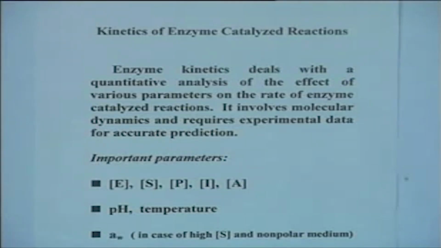It essentially involves molecular dynamics between the various species involved in the reaction. One of the principal species, as you know, is the enzyme itself, and the interaction of the enzyme with all other chemical species, that is the substrate, the product, and an inhibitor if there is one. The dynamics of these interspecies interactions is involved in the study of enzyme kinetics. One of the essential features for the study of enzyme kinetics is the experimental data.